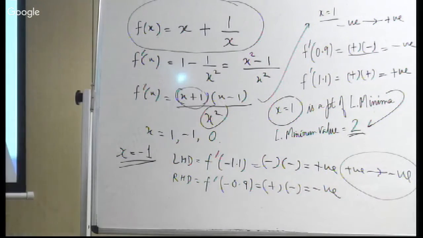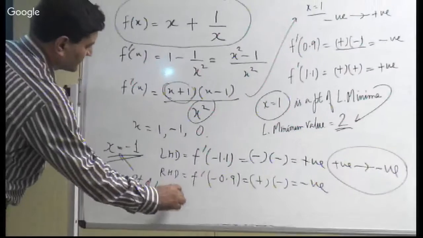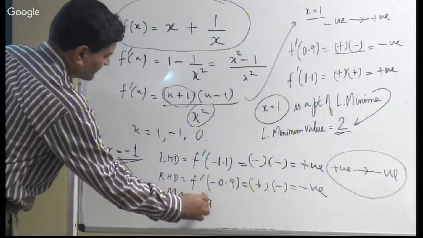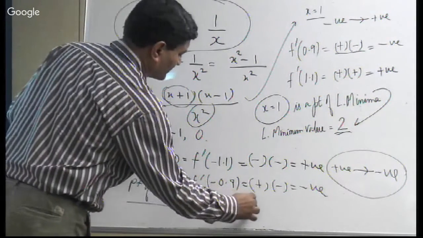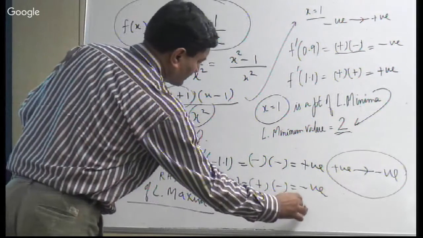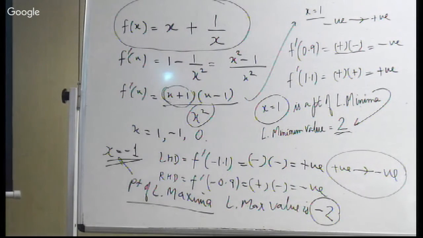So what is x equal to -1? It is a point of local maxima. And what is the local maximum value? -2. Now children, you have noticed one thing: the local maximum value is coming out to be -2 and the local minimum value is coming out to be 2.